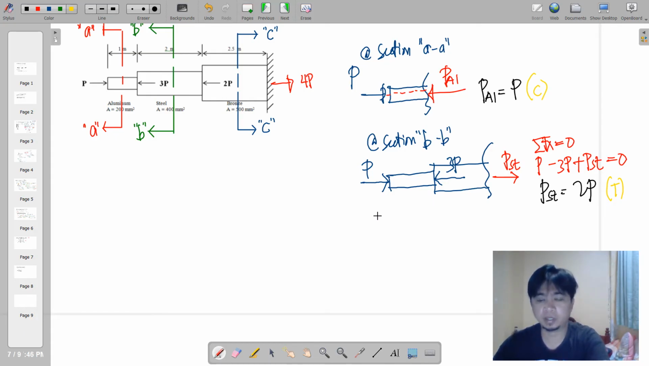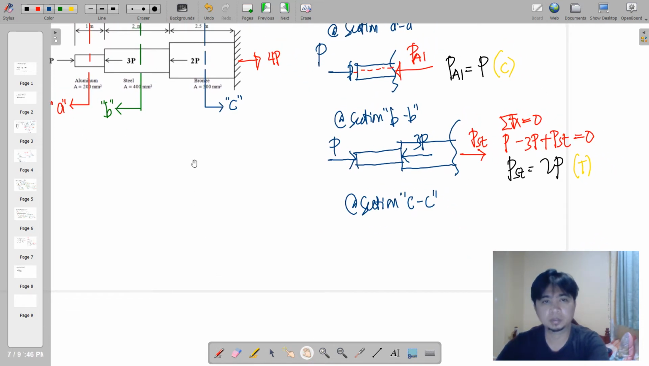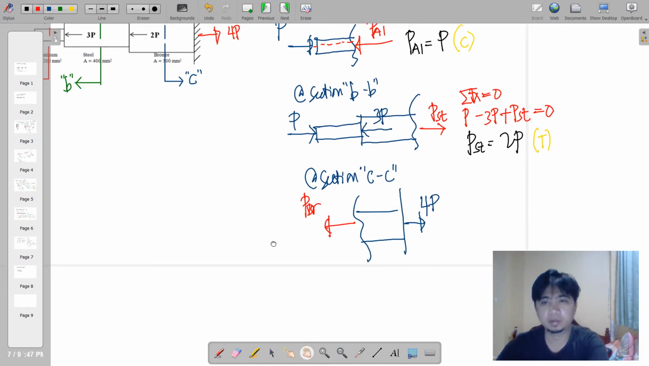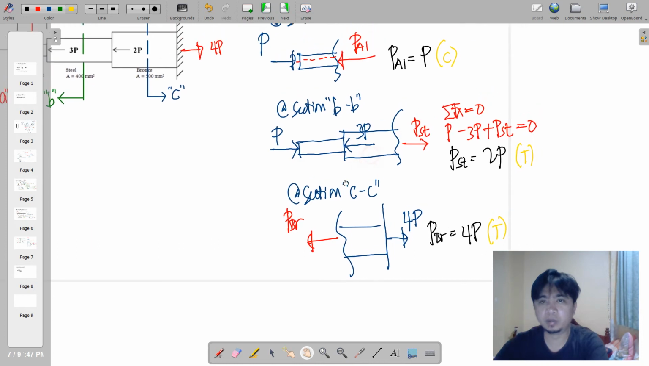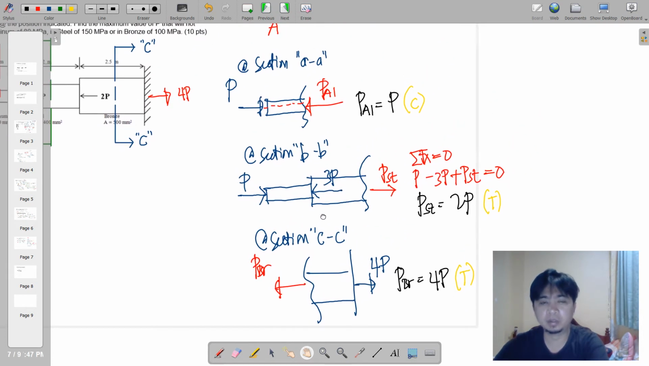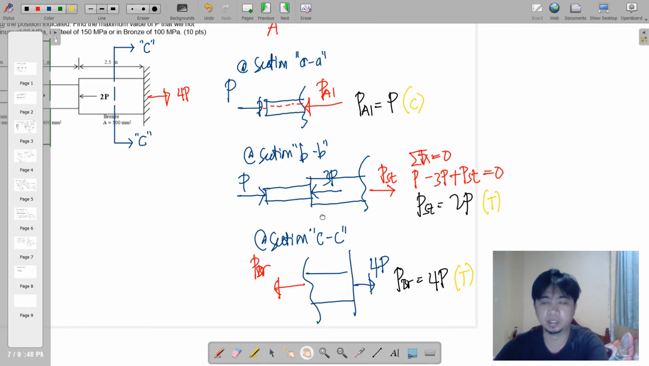So for the last section, we have a cut passing through the bronze material. So this time we consider the right portion for convenience. Say we have here P of bronze. So it is obvious that P of bronze is just equal to 4P and it is a tensile type of force. So all will be in terms of P here. So this is the time we are going to use the allowable for each of the material.